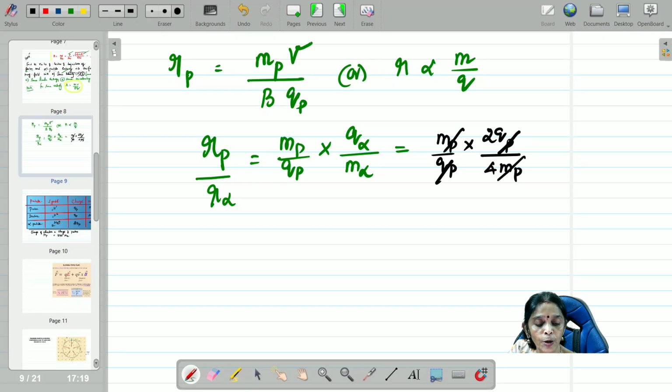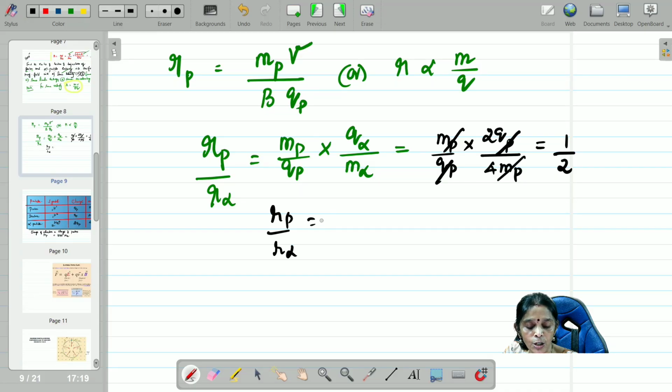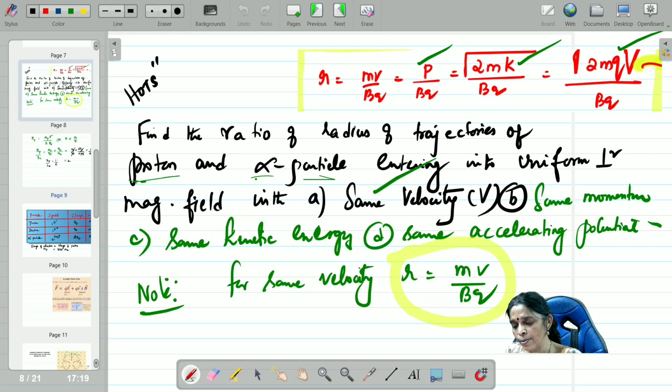MP gets cancelled, QP gets cancelled. So 2 by 4, that is equal to 1 by 2. Therefore R proton by R alpha is equal to 1:2, children. That is the answer. Is that not easy? It's very easy. Now go to the second question.